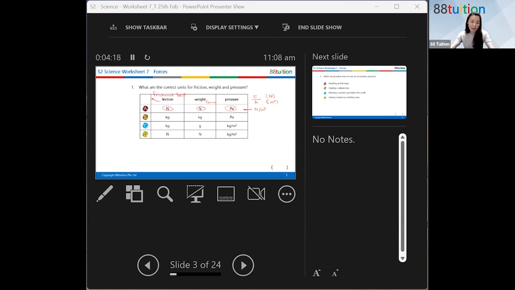Okay, so let's look at the next question. Which statement of pressure is not true? So this 20 Newton iron bar and 20 Newton stone, when they are resting on the ground, they both exert the same amount of pressure. Could that be true or false?